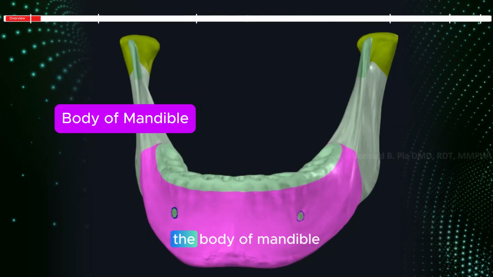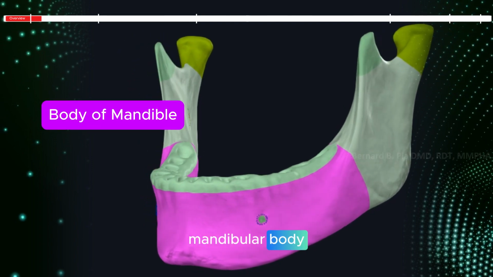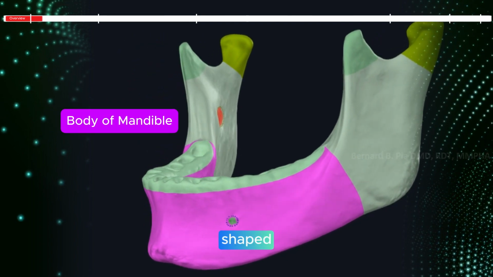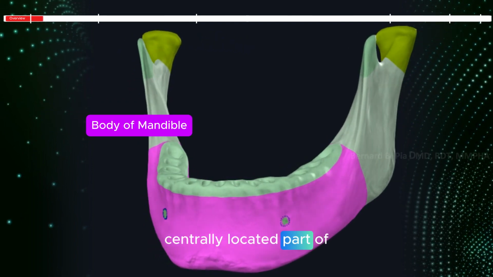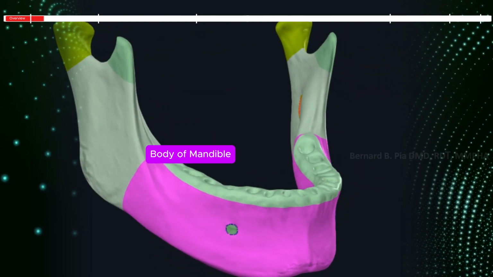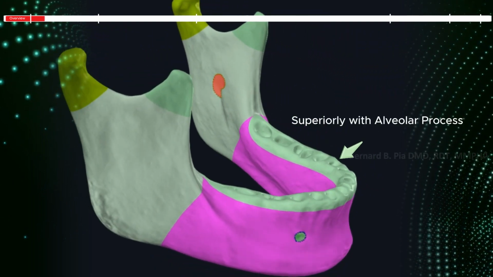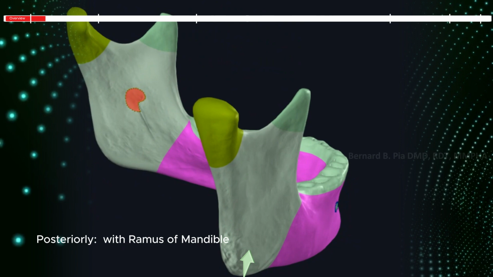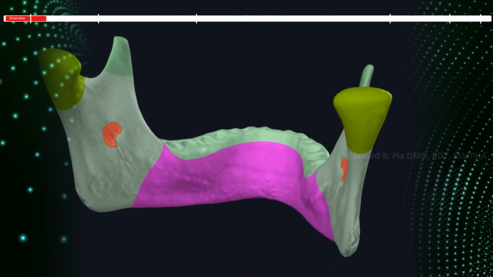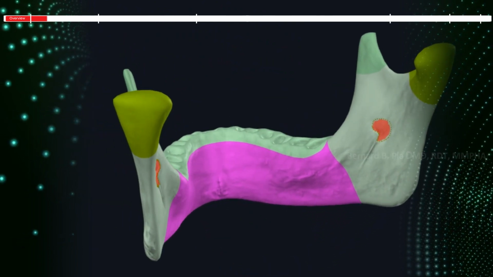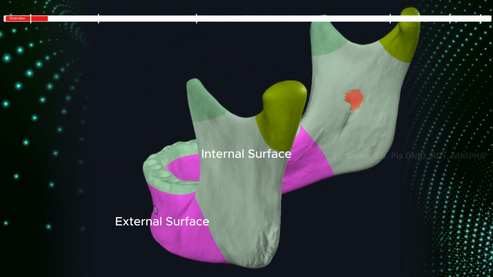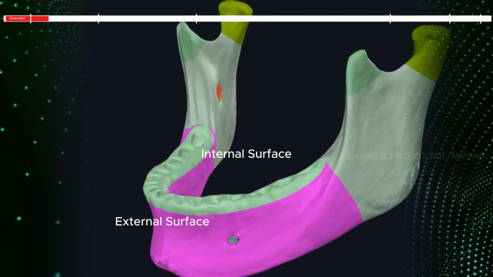2. The body of mandible. Mandibular body is the horizontal, U-shaped, centrally located part of the bone. It is continuous superiorly with the alveolar process and continuous posterolaterally with both the right and left rami of the mandible. It consists of internal and external surfaces and a base.